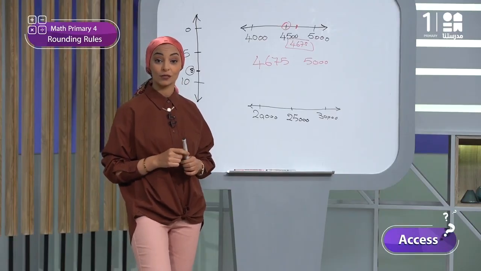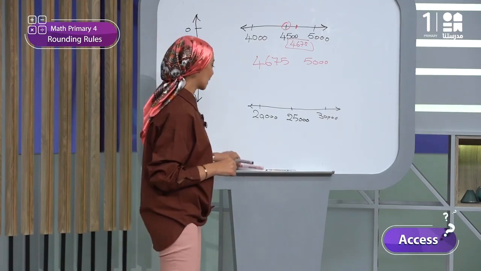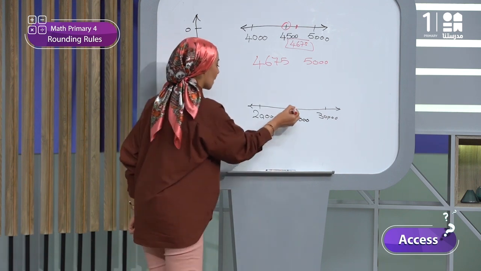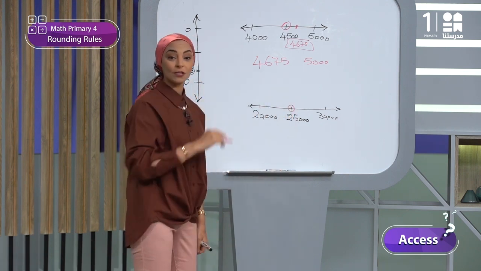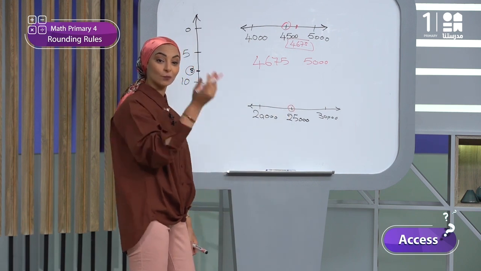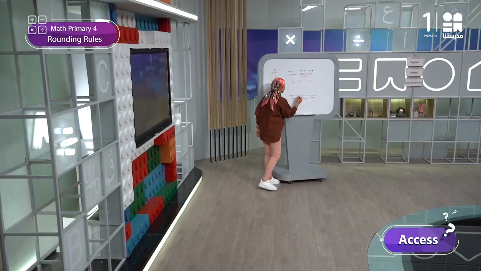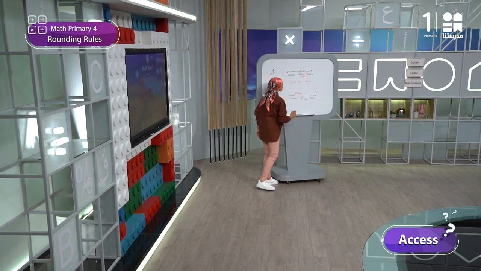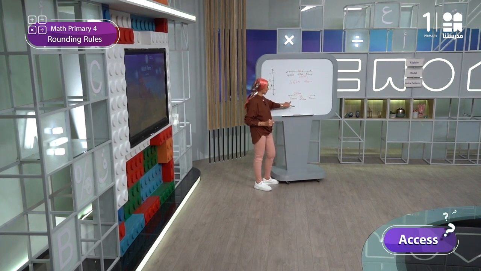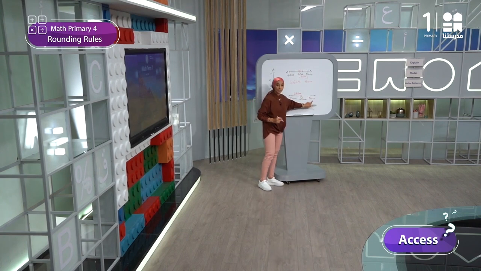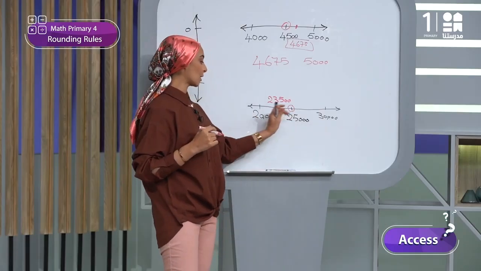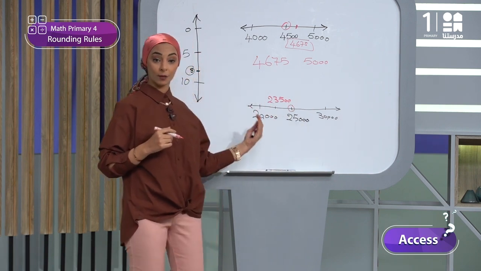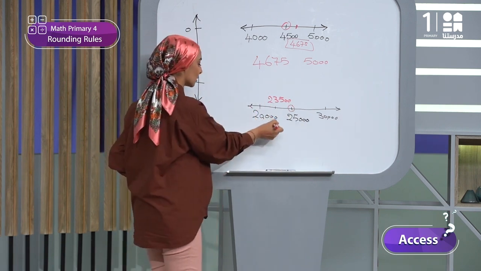Now, if I ask you about the point 23,400: is 23 before the midpoint or after the midpoint? Yes, 23 is before the midpoint. For example, it can be here, 23,500. So, is it closer to 20,000 or 30,000? As we said before, since the point is before the midpoint, it will be closer to the smallest number, or 20,000.